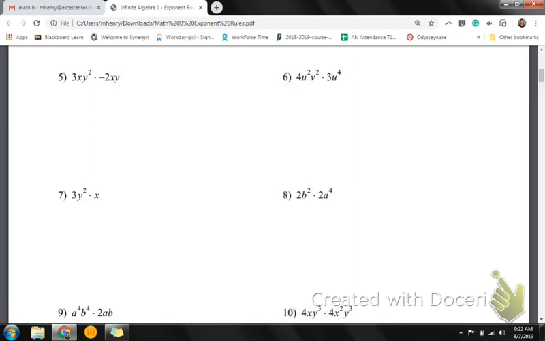Our coefficients, 4 and 3. Zaria, what's our new coefficient going to be? 12. Good, because we did 4 times 3. Chrissy, how many u's do you have? V squared, right? Questions on 6? Okay. Hop down to number 10, please.